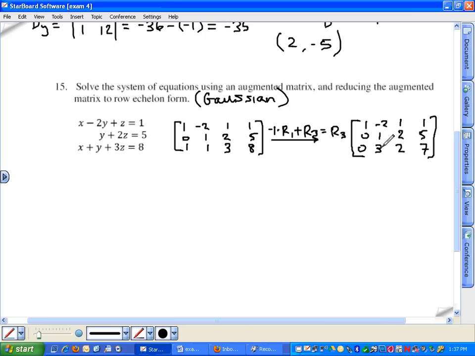So what can I add to 3 to make it 0? Well, it has to be negative 3. So I'm going to take row 2 and multiply it by negative 3. That's our next row operation. Negative 3 times row 2, add that to row 3. That's going to be our row 3.